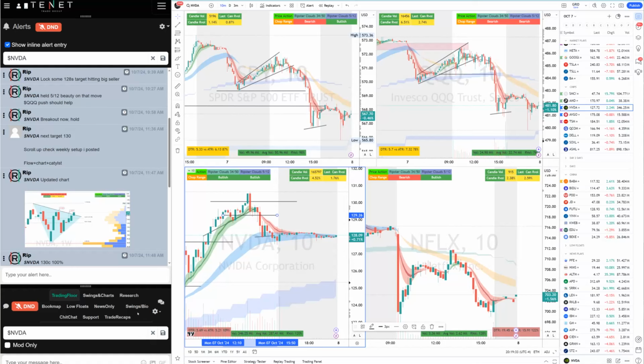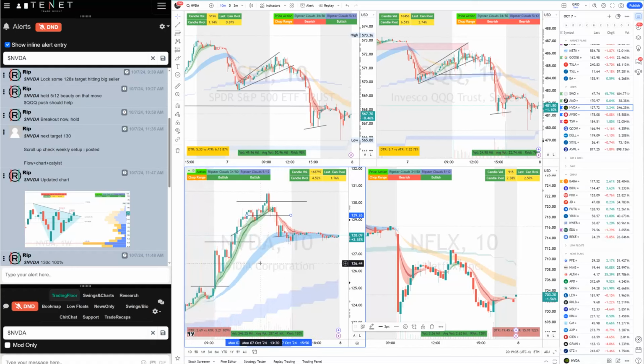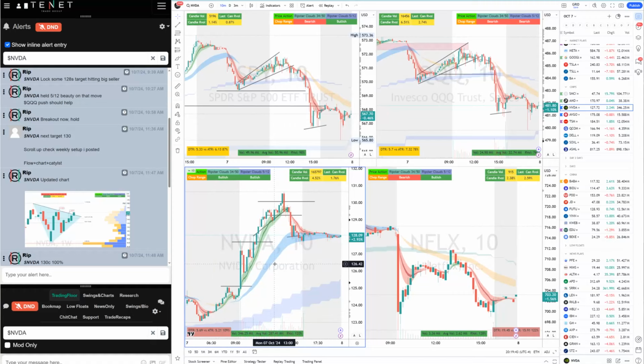And a lot of people did really good on NVIDIA today. So NVIDIA was one of our main setups that then went crazy today. So it was really nice. And with the catalyst, we'll see how it does tomorrow. But that was a recap.